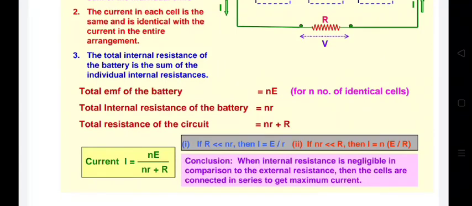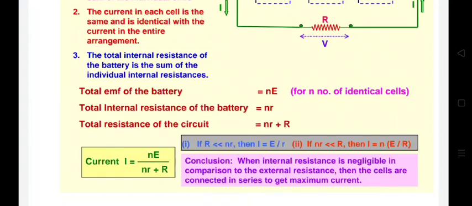So nE upon nr will be equal to n times I. That is, if the internal resistance of the cell is very small, in that case if we add n number of cells in series combination, then the total current will become n times the current given by a single cell. Is it clear? So what do we conclude? When internal resistance is negligible in comparison to the external resistance, then the cells are connected in series to get maximum current.